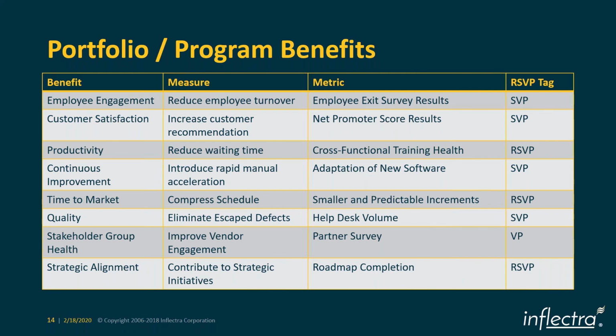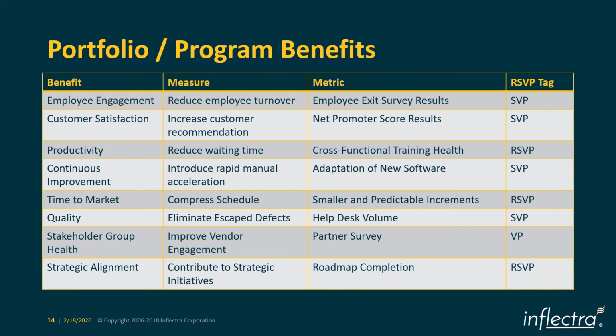So a lot more information about the help desk volume can be gathered. Say we are releasing software, but the help desk volume is increasing on certain things. So maybe we need to increase the quality of our testing or increase the quality of our documentation, one of the two. And then the stakeholder group health, other business units or vendor engagement, how they are doing, and what are the survey results telling from the partners and things like that.